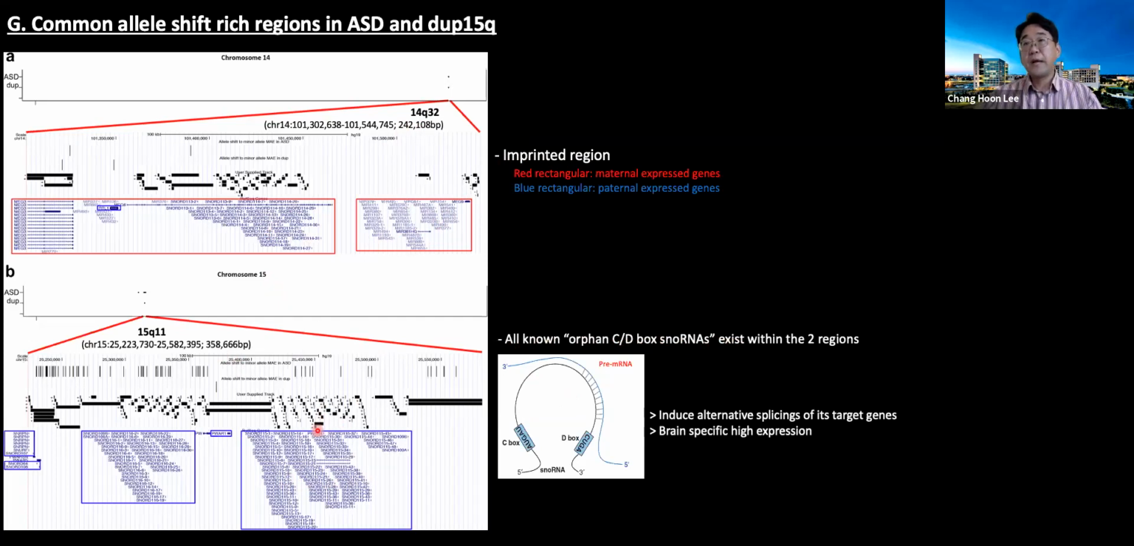It also has a very interesting feature: it's very brain-specific in expression. It also induces alternative splicing of its target genes, which is a very unique feature compared to other RNAs.